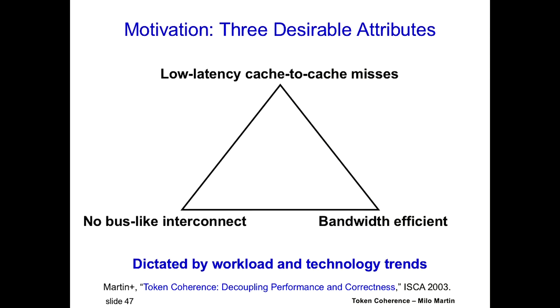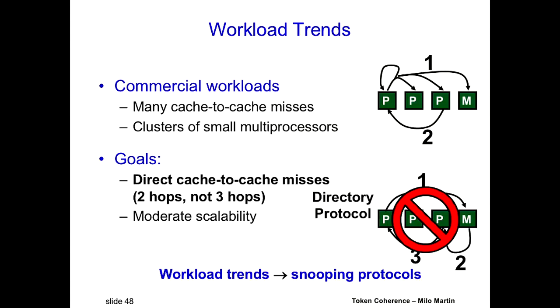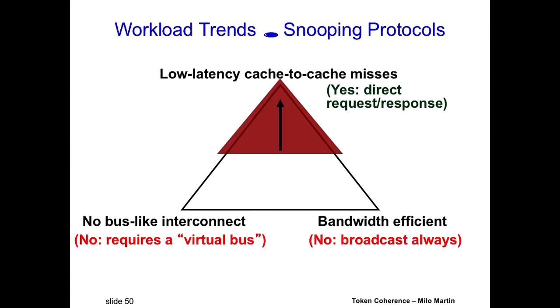Now your dimensions become increasing. Okay. But workloads want low latency, so workloads actually would be happier with bus-based snoopy protocols, right? Workloads like snooping protocols because you get direct request and response. But snooping protocols violate these 2 things that we want, right? They're not bandwidth efficient because they're broadcasting always, and they require a bus or a virtual bus. But we don't want a bus-like interconnect because it's not scalable.